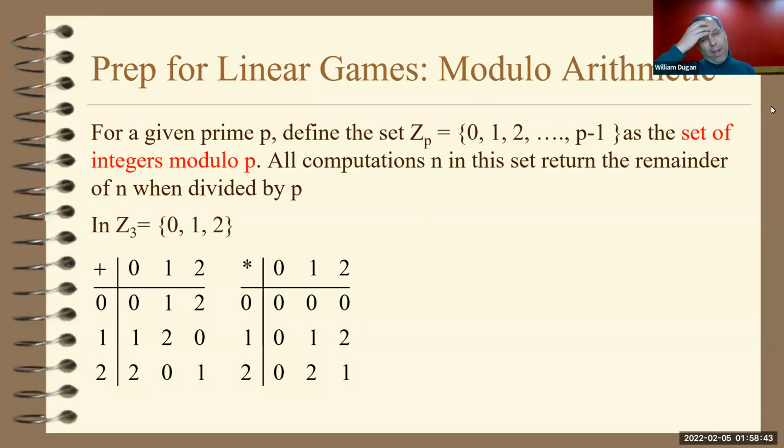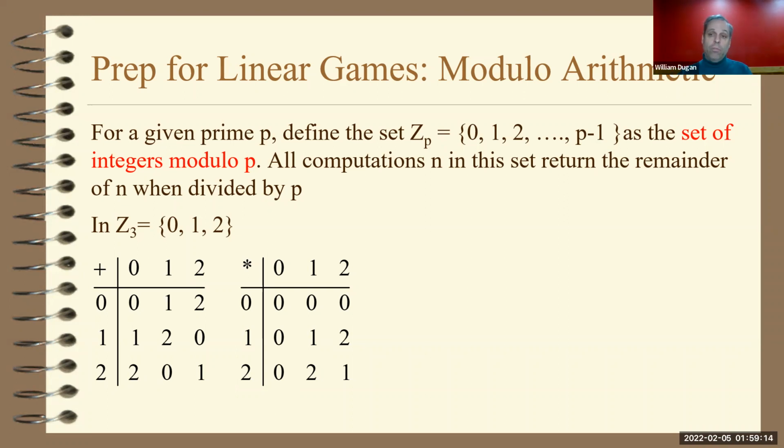In order to do so, though, I need to prep you a little bit. You need to have a small introduction to what we call modular arithmetic. If you're given a prime P, the set Z sub P is the set of all integers from 0 up to and including P minus 1. That's called the set of integers modulo P. Now you can actually do modulo any positive integer. You want to do it modulo 4, 5, 10, you can. It's just that primes have an additional little feature that we're going to use.